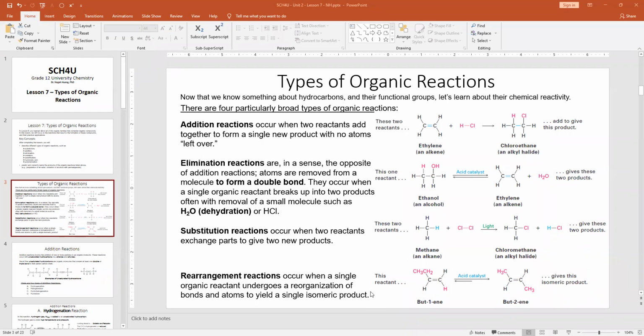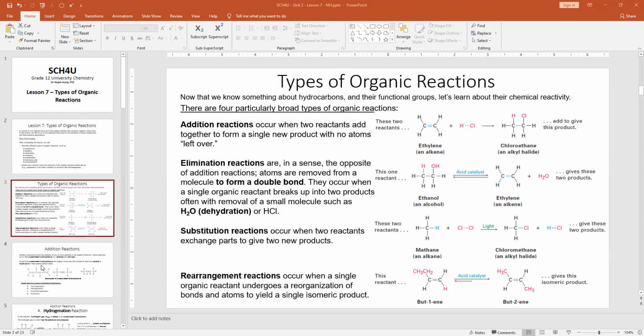Then there's rearrangement types of reactions that take place when you have a single organic reactant that reorganizes its bonds to give a new isomeric product. For example, you might have a 1-butene, and it may isomerize to give a 2-butene. It's still the same atoms, it's just a rearrangement. So it's an isomeric product. This is a rearrangement reaction.